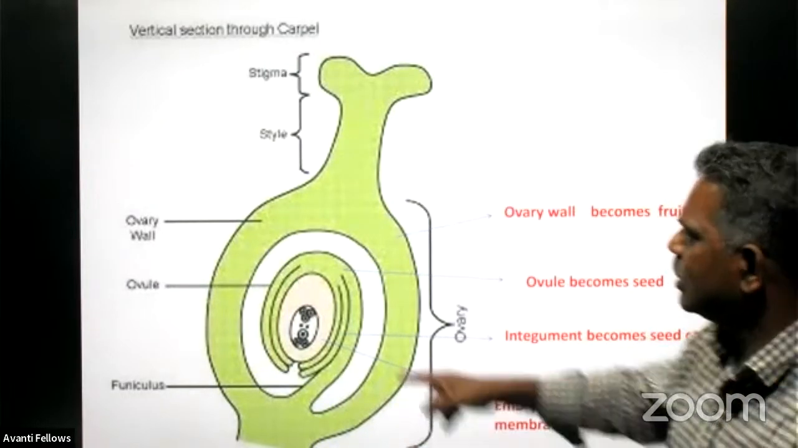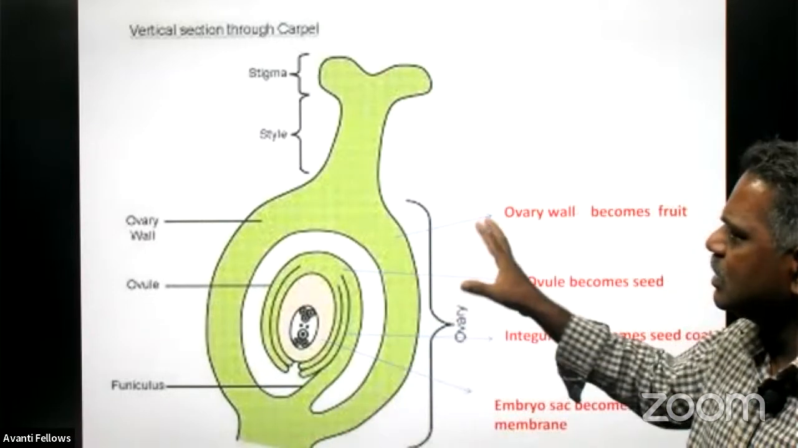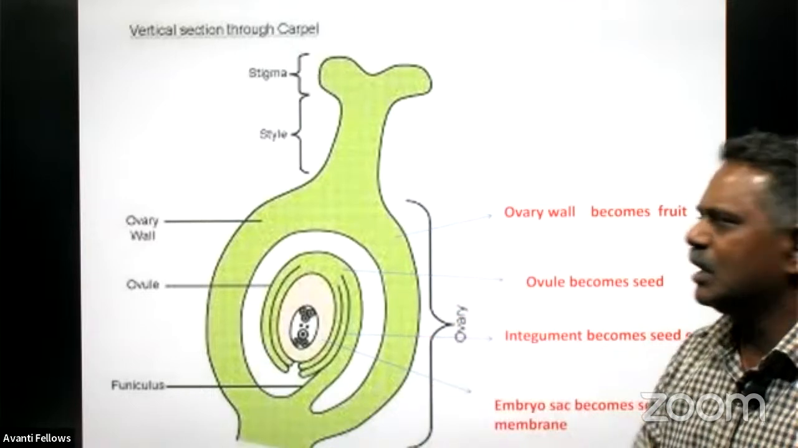And this is the female reproductive part. What will happen to this after this double fertilization?